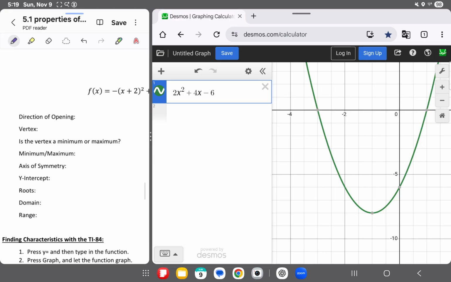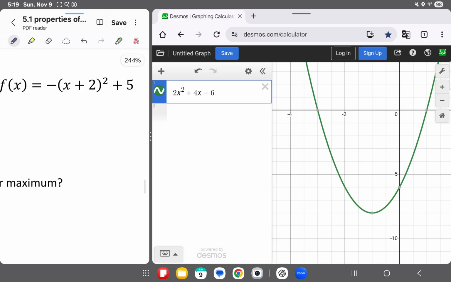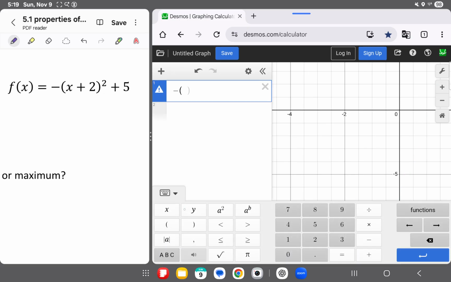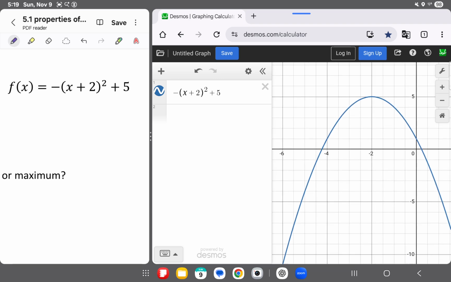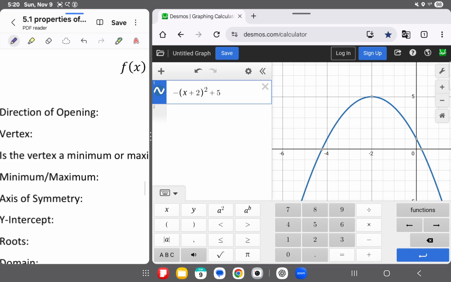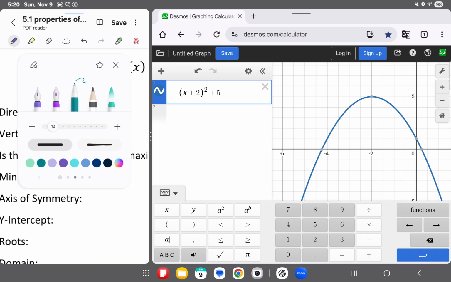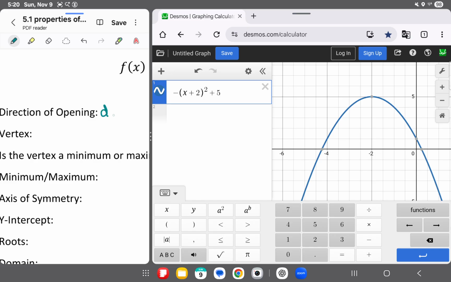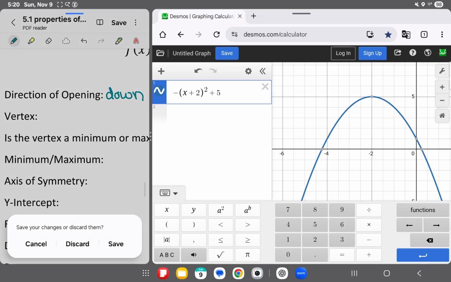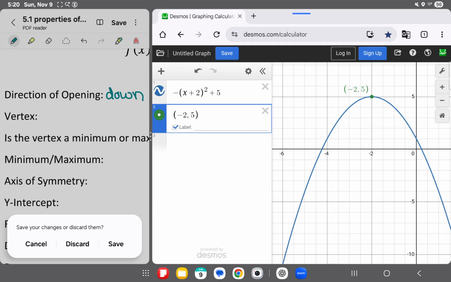So let's go ahead and look at that last function. So this one is also in vertex form. We're still going to type it in exactly as it sits. So our function definitely opens down. So that's our direction of opening this time. And then our vertex, that's going to be the highest point since we do open down. And that's going to be -2, 5.